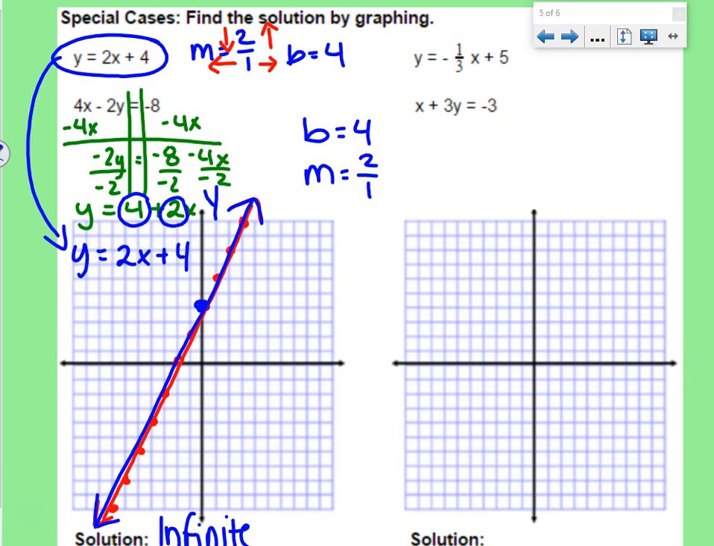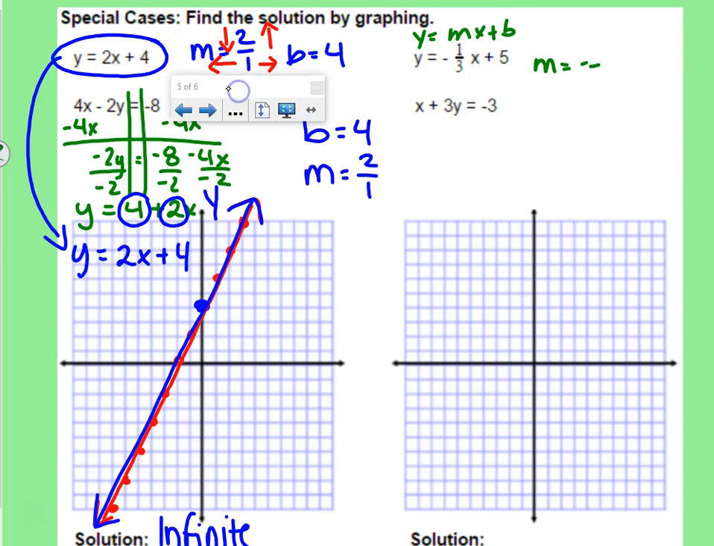Second example, y equals negative 1/3 x plus 5. So we have y equals mx plus b. M is negative 1/3. And b is 5. We start with that b on our y-axis. So we count from the origin up to 5 on our y-axis right there. Slope of negative 1/3 means we go down 1, right 3, or the opposite, up 1, left 3. Down 1, right 3, up 1, left 3. Connect your points.